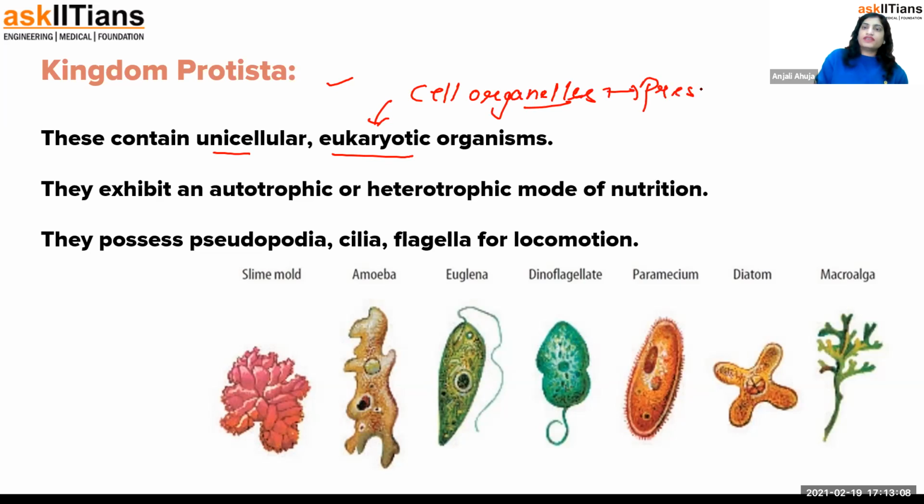They have 80S type of ribosome. Among the cell organelles, you can mention mitochondria, Golgi apparatus, and so on. You can just mention everything is present, but then you can also say that 80S type of ribosome is present, which has comparatively high molecular weight. Then they are heterotrophic and they are autotrophic also.